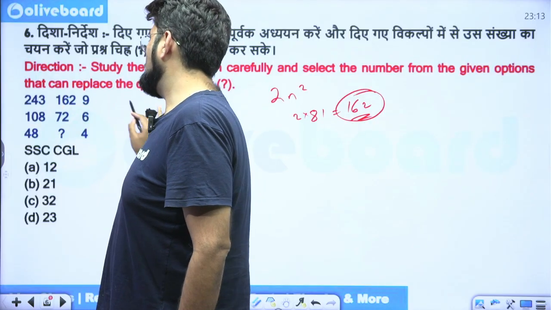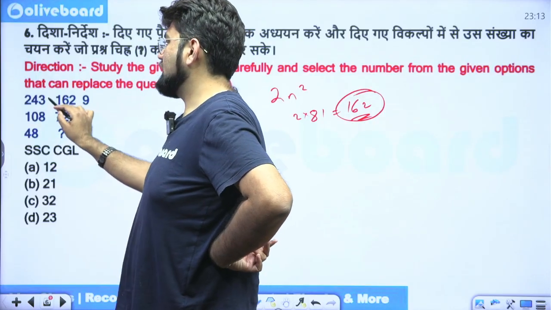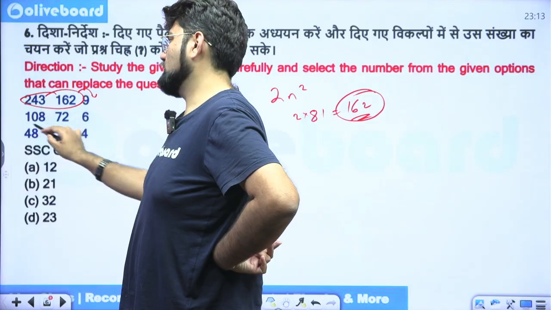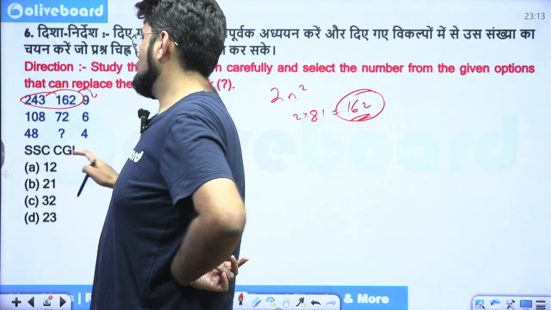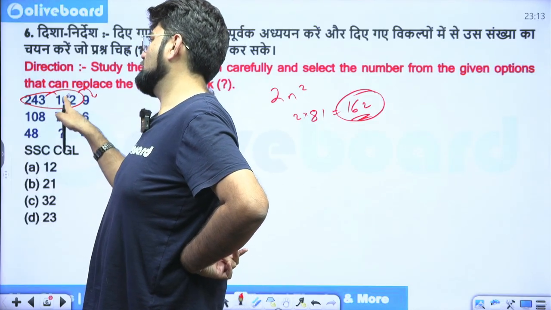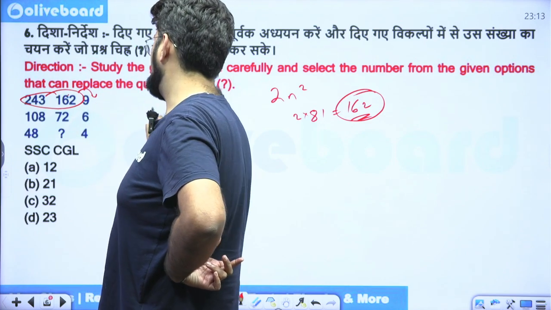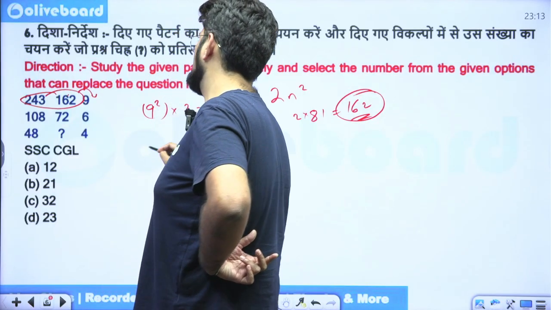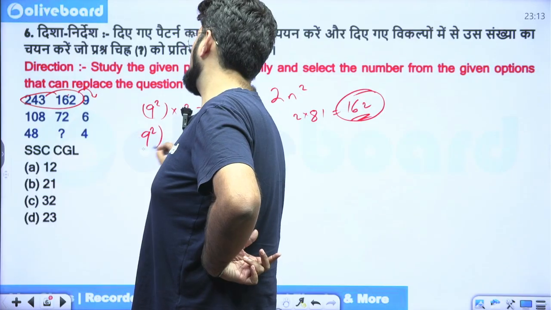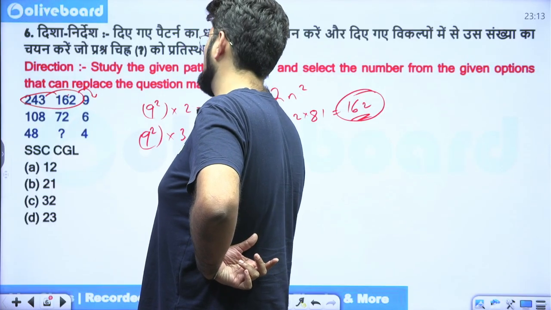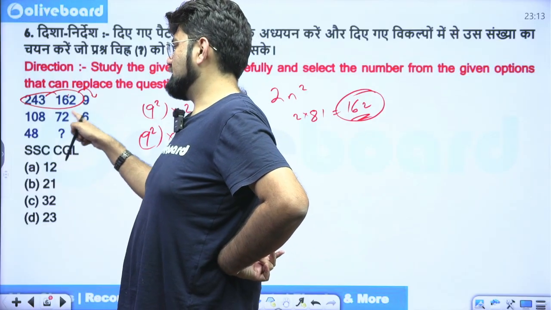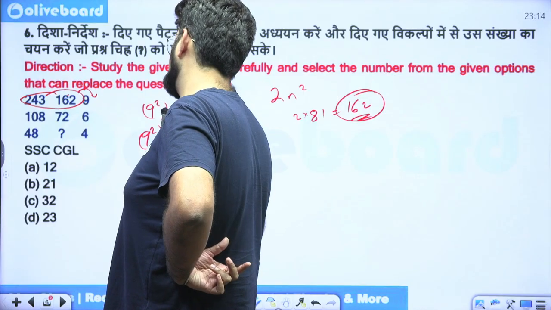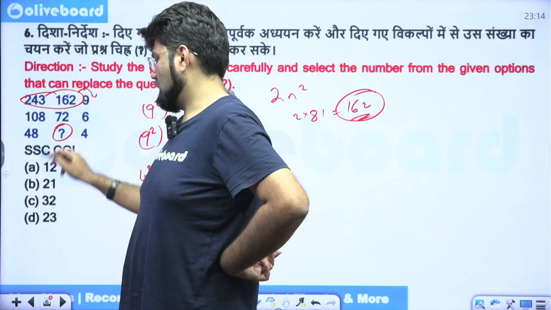So what exactly are you doing? Either you are squaring, or you are taking their difference and then taking the square root. That will also give you your answer. Because 108 minus 72 is 36. Either you can do that, or you are simply 9 square multiplied by 2 is 162. And 9 square multiplied by 3 is 243. 6 square multiplied by 2 is 72, multiplied by 3 is this. So 4 square 16 multiplied by 2 will give me 32, and that is my answer.